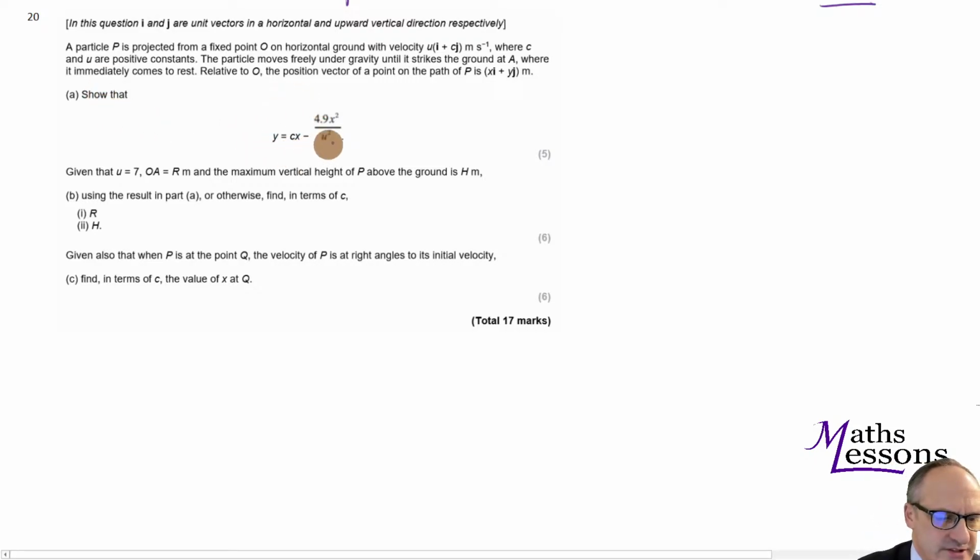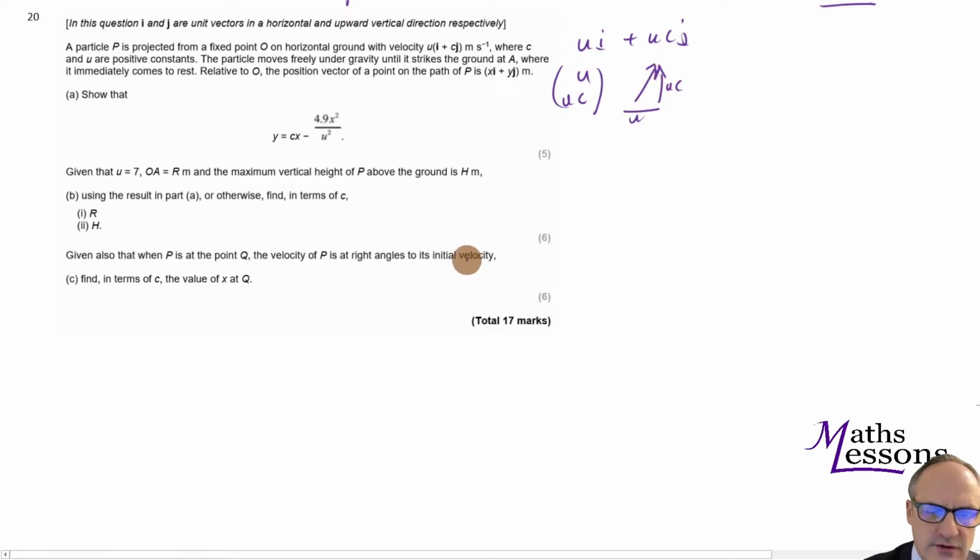So this is a standard question here, although it doesn't look like it. And there's a nasty bit in here where you've got ui plus cj, so your initial velocity is effectively ui plus ucj. I know lots of people don't like the ij format. You can think of it as u and uc if you want. So you've got your u component and your uc component.